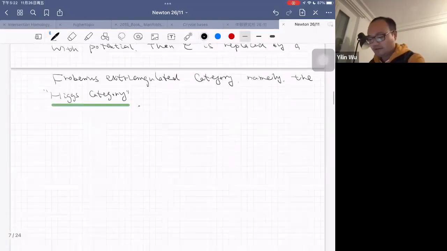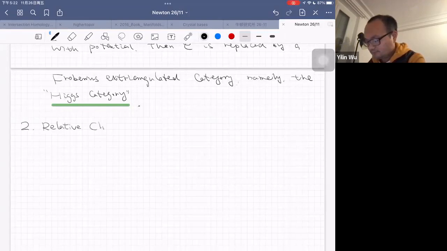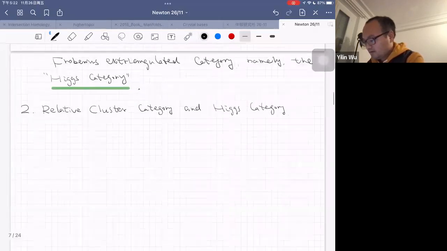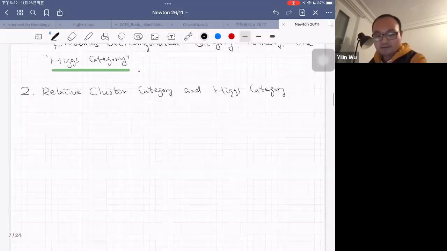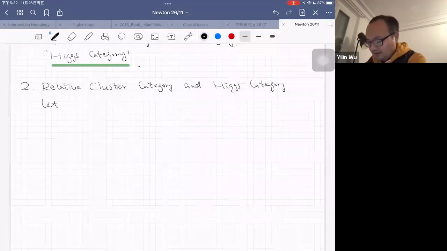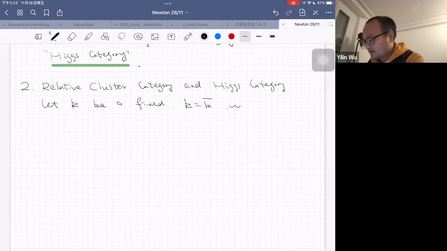So let me go to the second part, the relative cluster category and the Higgs category. To construct these two categories, we need to first define the relative Ginzburg algebras. So let K be a field, algebraically closed, and with characteristic 0.